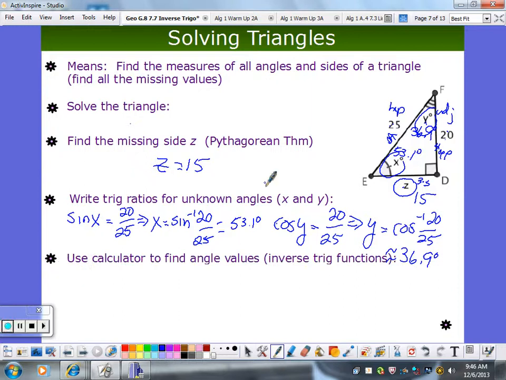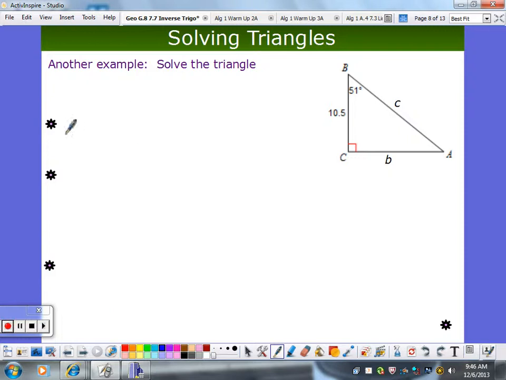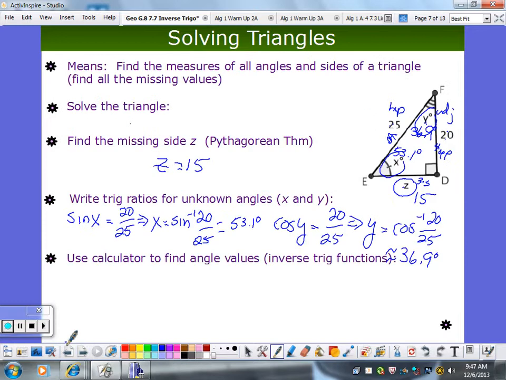Here we go. So that's it. That's not so bad. Let's do this. Now solve this triangle. Now this was slightly different. The last one, they gave us two sides and said find the missing angles.